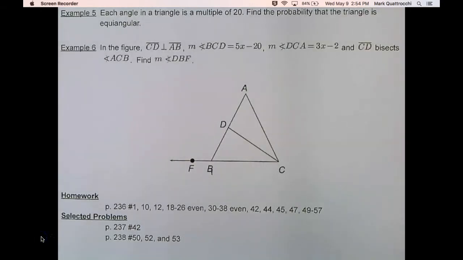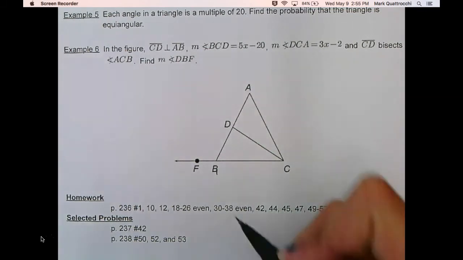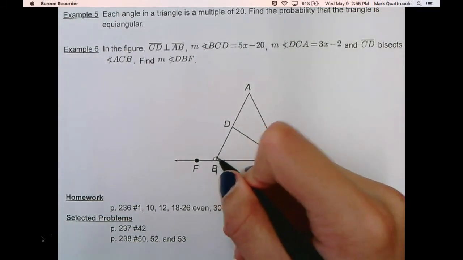Example 6. In this figure, CD is perpendicular to AB, the measure of angle BCD equals 5x minus 20, and the measure of angle DCA equals 3x minus 2, and CD bisects angle ACB. Find the measure of angle DBF, which is this angle right here.